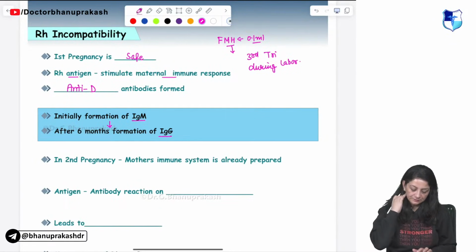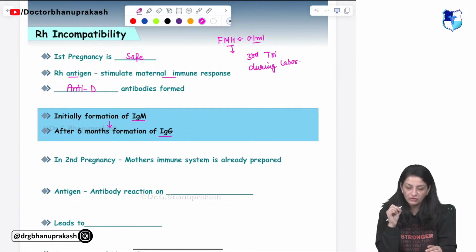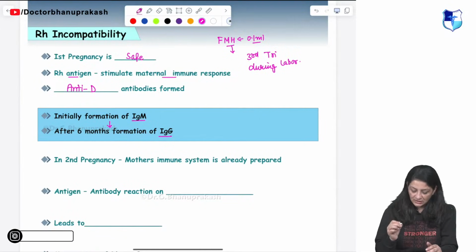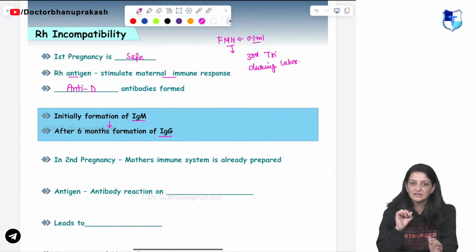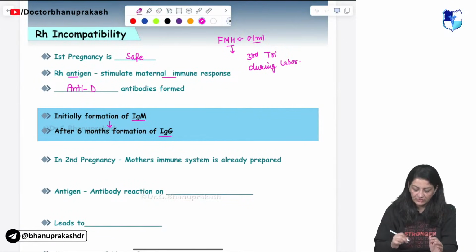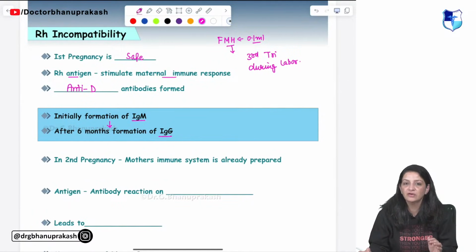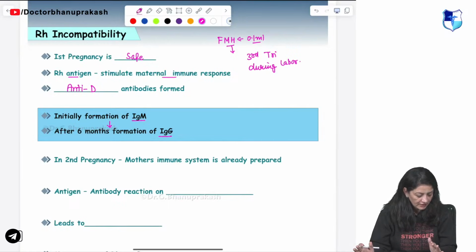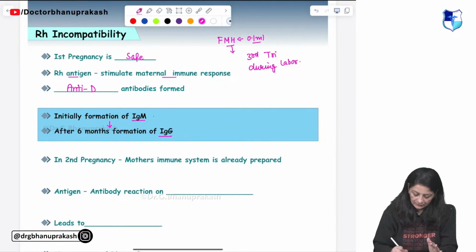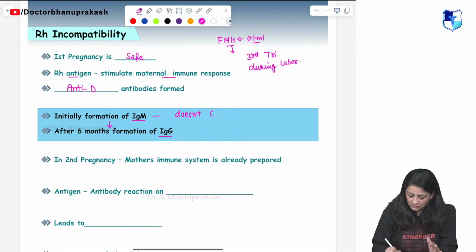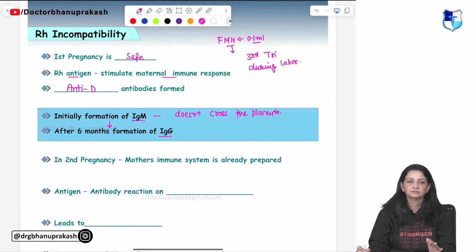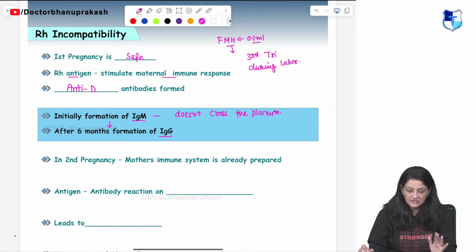Okay, so initially there is formation of IgM, which can't cross the placenta. Then after 6 months there is formation of IgG. Till then, delivery will happen. IgM doesn't cross the placenta, so the first pregnancy is safe.